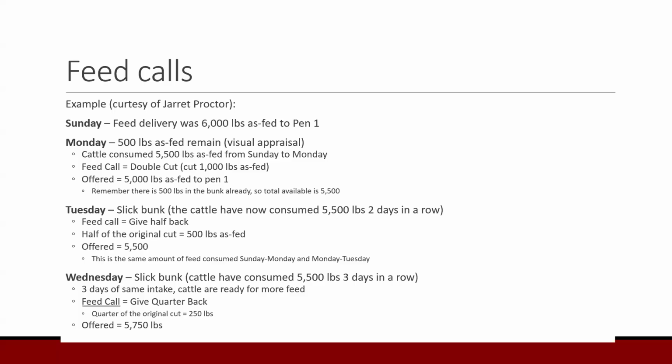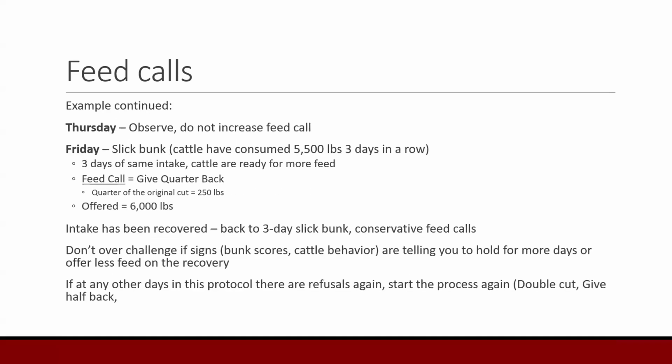They had 3 days in a row of 5,500. Now we're going to try to challenge them a little bit, start trying to get back to that 6,000 pounds by giving them an additional 250 pounds as fed. Okay? So on Thursday, we observe, we just bump them. We don't want to get super aggressive and have 2 days of bumps in a row. So Thursday, we're going to observe, and we're not going to increase the feed call.